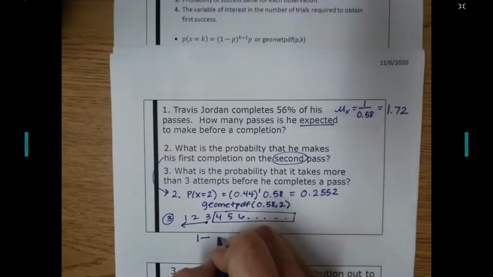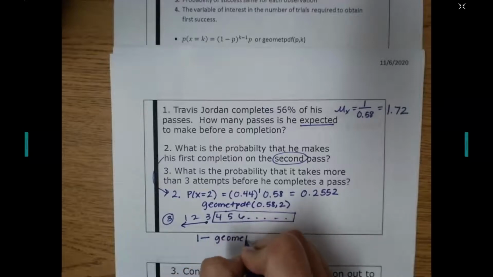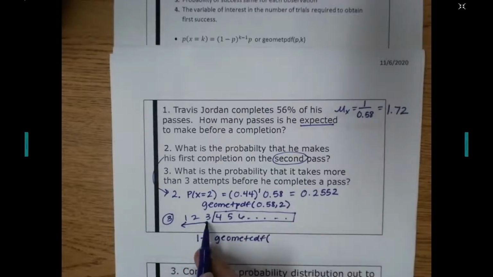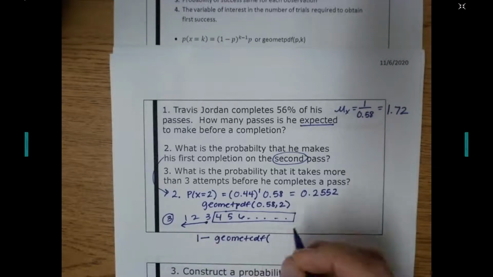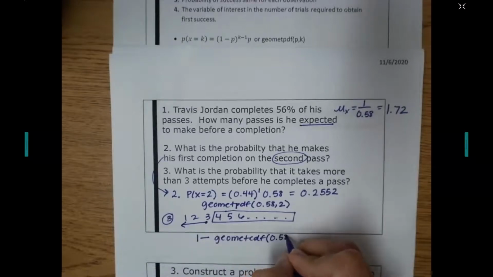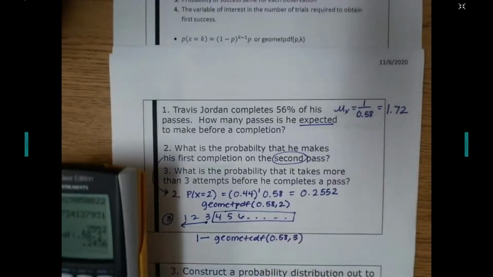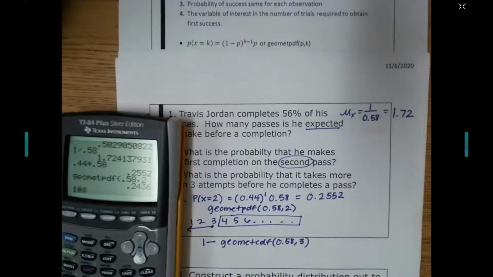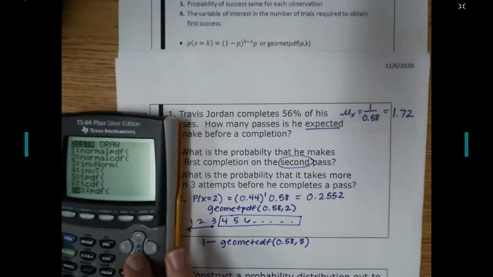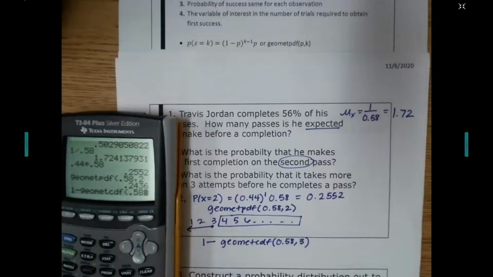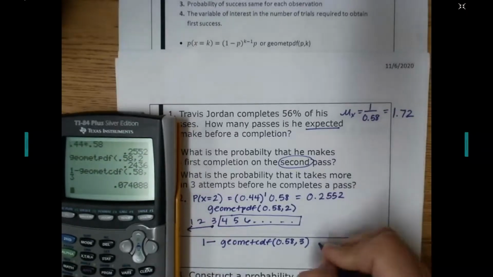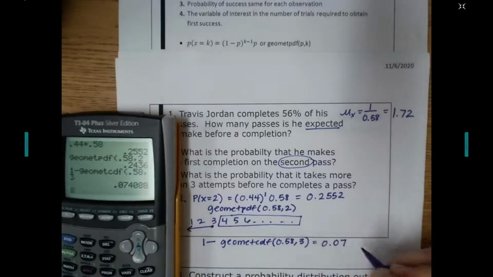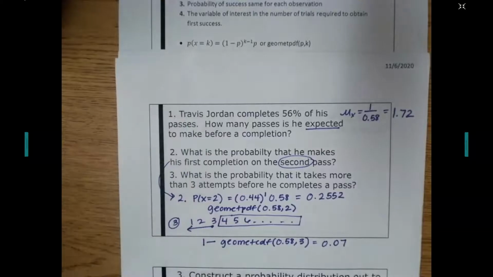And the easiest way to do that is to use our geometric CDF key, because that's cumulative, because that'll take what I don't want and back. So probability of success, and I'm looking for 3 or less. So we can say 1 minus, second bars, geometric CDF, 0.58, comma 3, and the probability that it takes more than 3 attempts is pretty small, about 7%.